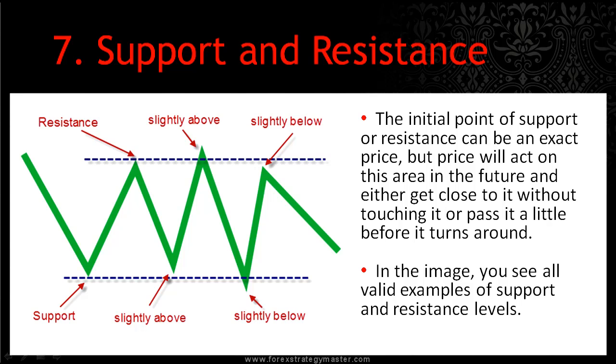And the same goes for support. We get this first area of support at the bottom. Price gets rejected, comes back up. When it comes back down again, it gets close, but doesn't touch that exact same price. It gets close, and this is still valid support. Comes back again, and maybe we'll push through it just a little bit, get rejected, and then move back up. Whether price gets close or passes it a little bit, as long as it's in the same general area, this is going to be considered support.